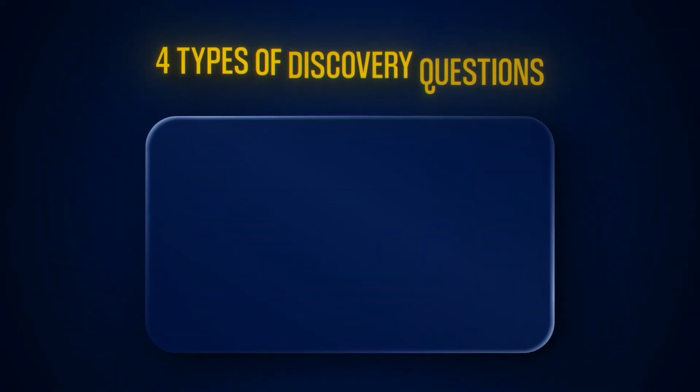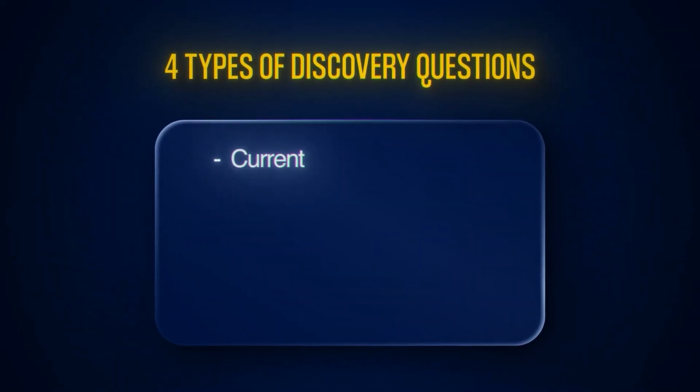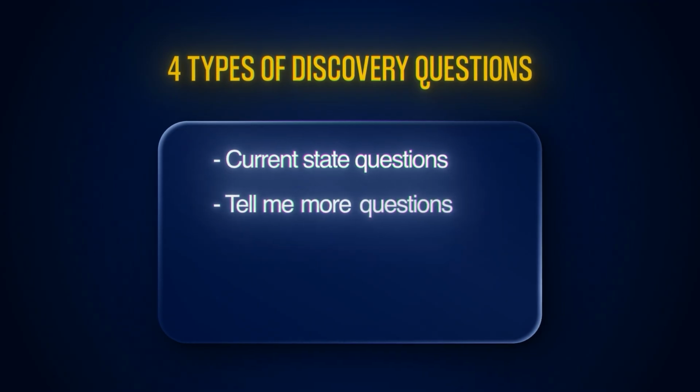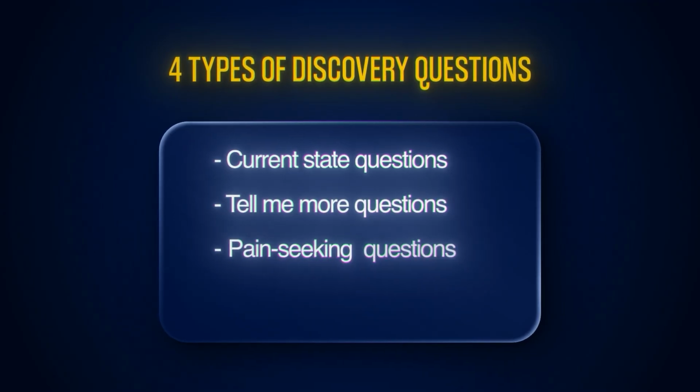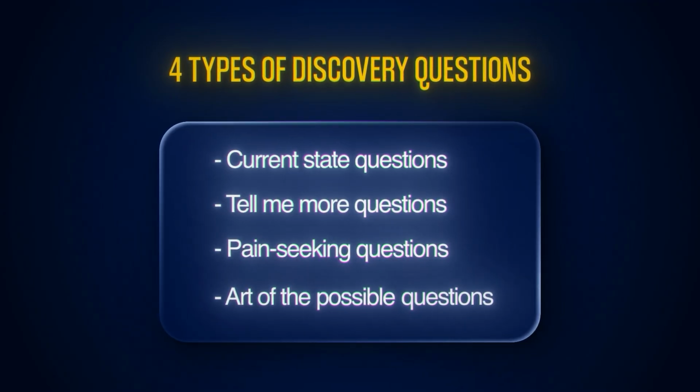And that leads me to part 3 of the cold call, which is asking great, thoughtful discovery questions. You're going to want to ask 4 types of discovery questions: current state questions, tell me more questions, pain-seeking questions, and art of the possible questions. Let's walk through examples of each. The question that we just asked at the end of the piquing curiosity portion of the cold call script is an example of a current state question.